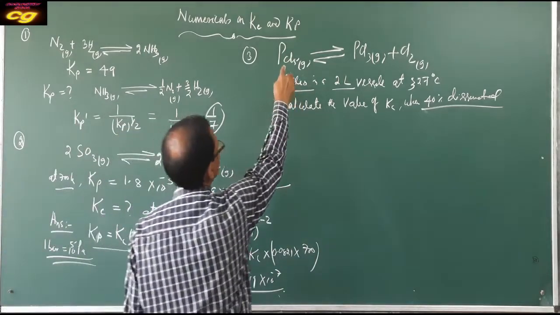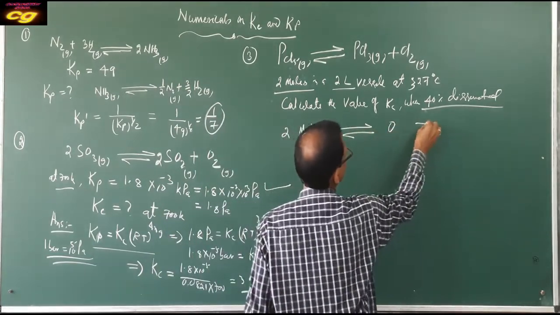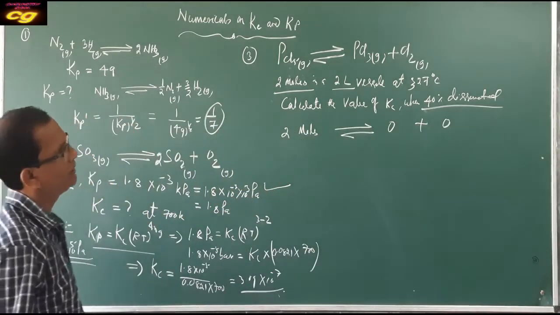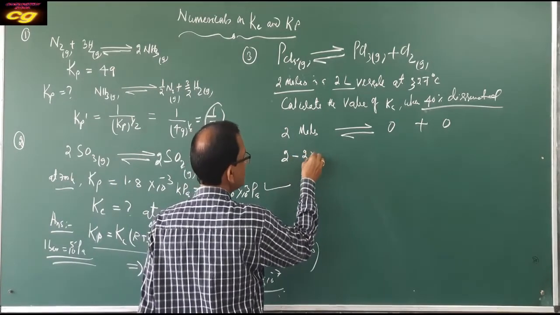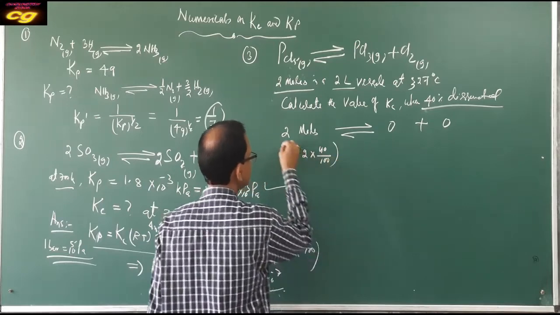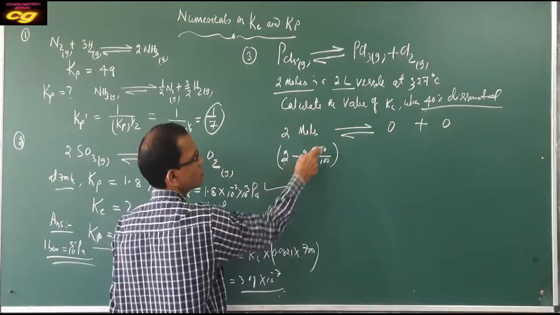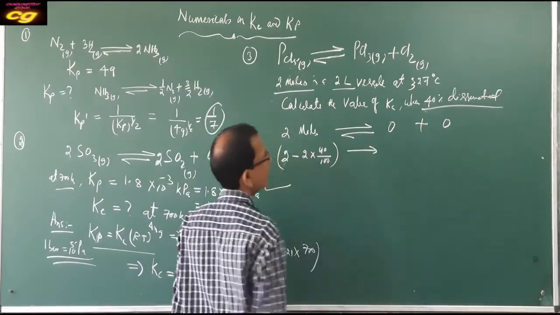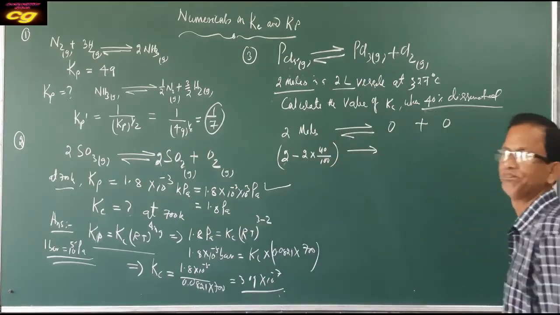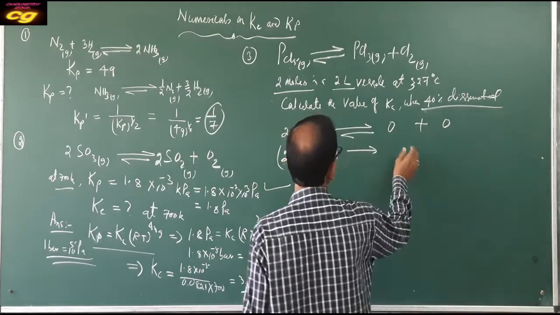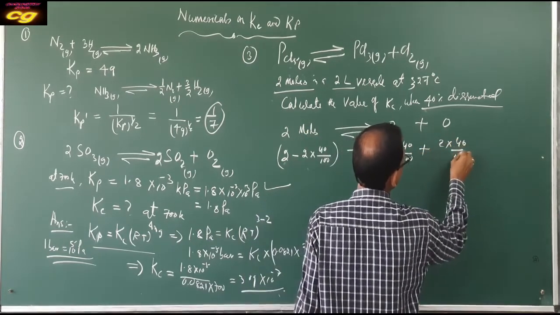So initially, if you see the equation, initially it is 2 moles. Then products will be how much? 0. This is also 0 initially. But when 40% is dissociated, how much is left? 2 minus 2 into 40 by 100. This is what is left, because initially it was 2, then 40% dissociated. And how much is produced? Here 40% dissociated means 40% also produced, that is 2 into 40 by 100. Here also 2 into 40 by 100. This is the number of moles.